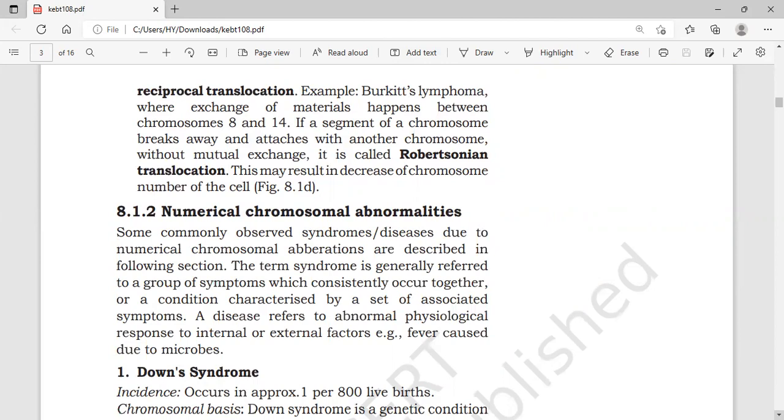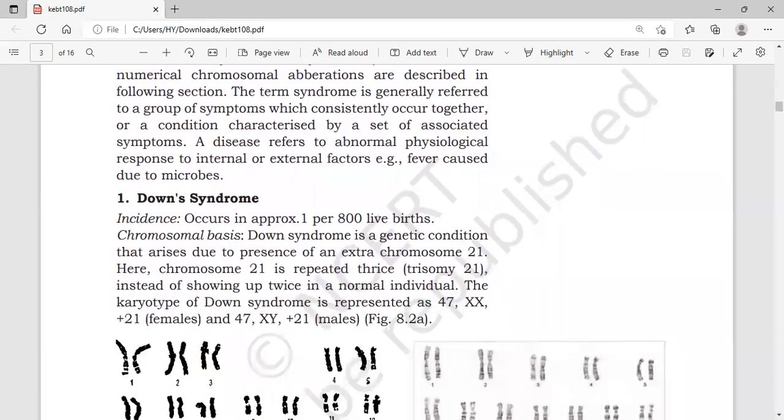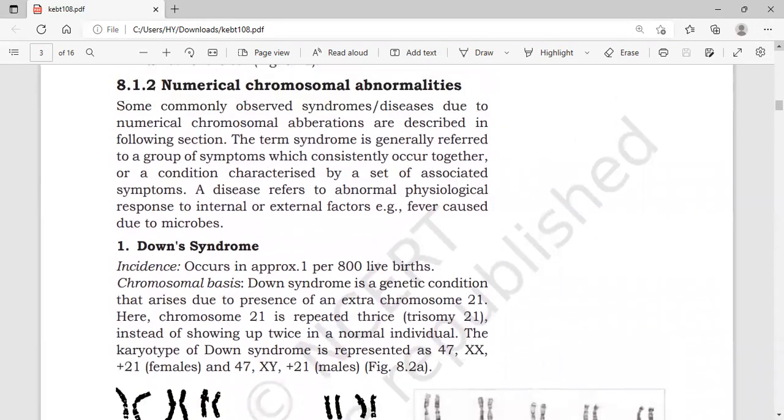Even the 8th chromosome and the 14th chromosome, both the chromosomes have a break and attach to one another. So that is reciprocal translocation. Numerical chromosome abnormalities, what happens in this?